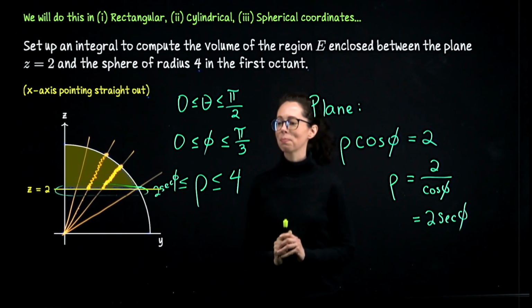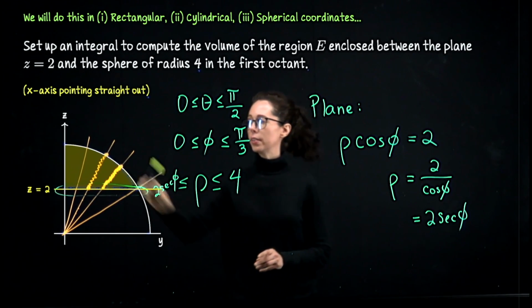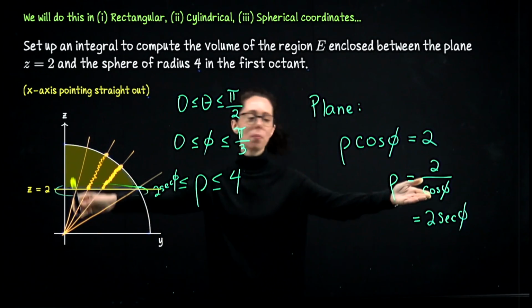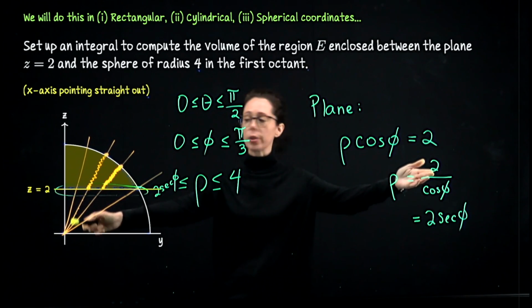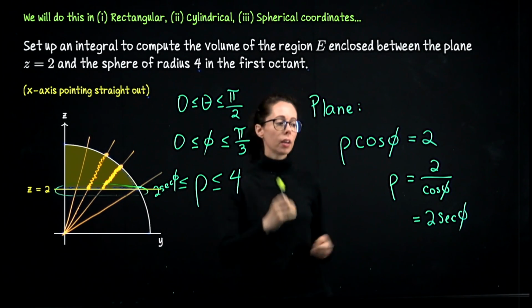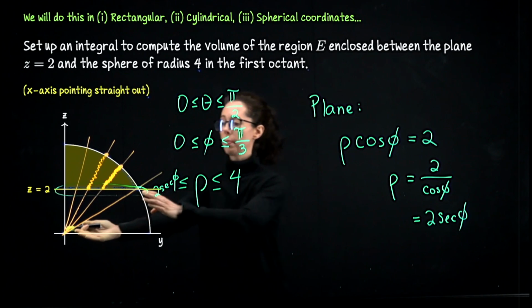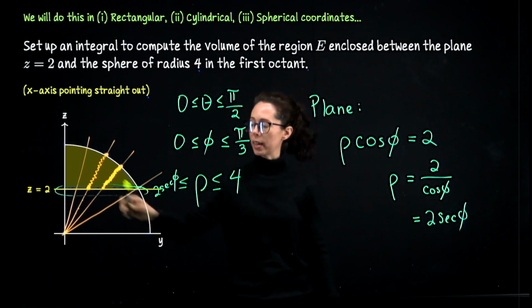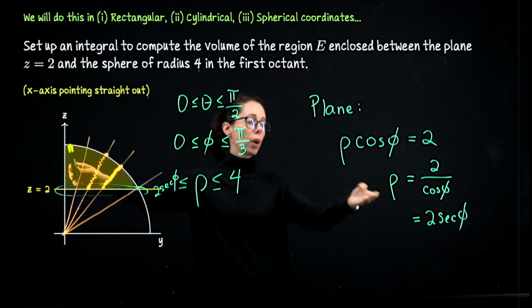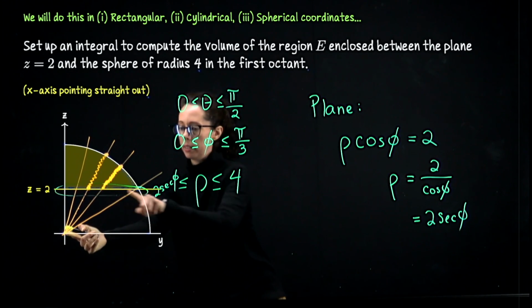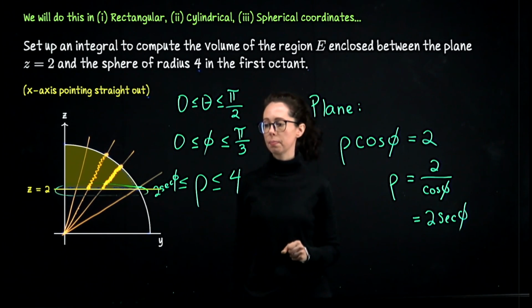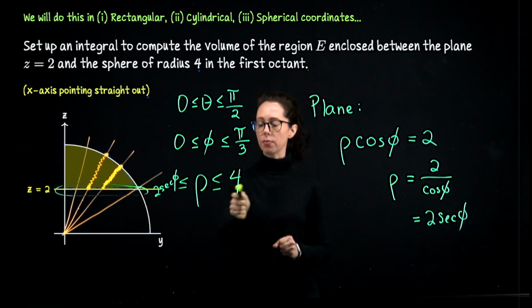Let's just check this. When phi is 0, I'll use this equation because cosine values are more known to me. So when phi is 0, cosine of 0 is 1, rho is 2. And that is indeed the rho value here. When phi is pi over 3, cosine is a half. 2 divided by half is 4. And we said that this was length 4. So you can see that as phi changes from 0 to pi over 3, rho is going to change from 2 to 4. So this entry point into the region grows from 2 to 4 as phi varies. So the bounds for rho are from 2 secant phi to 4.